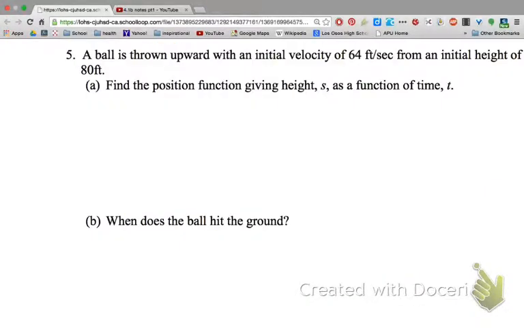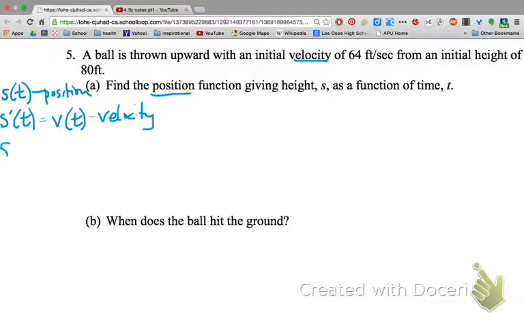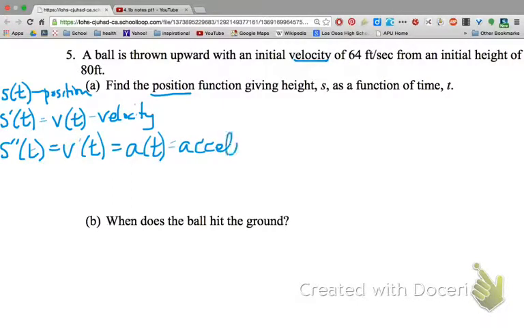So welcome back to our good old friends, position and velocity, and of course the third one, acceleration. So as a quick reminder, s of t was position, and if I took the derivative of that, I got velocity, and if I took the derivative of velocity, or the second derivative of position, I got acceleration. So just as a reminder.